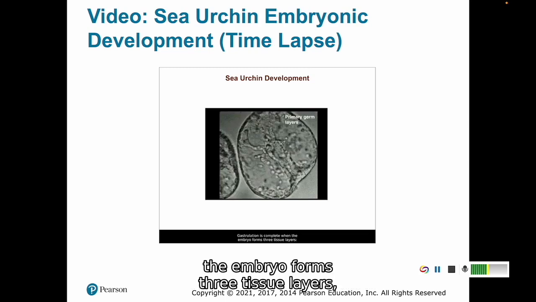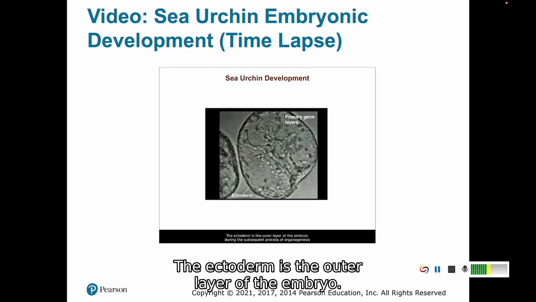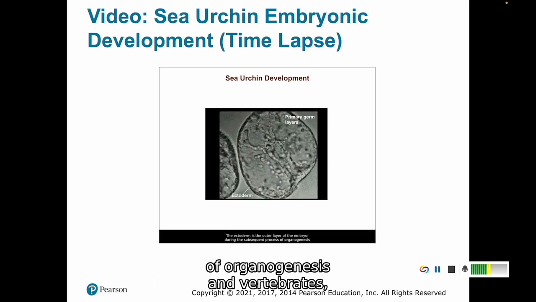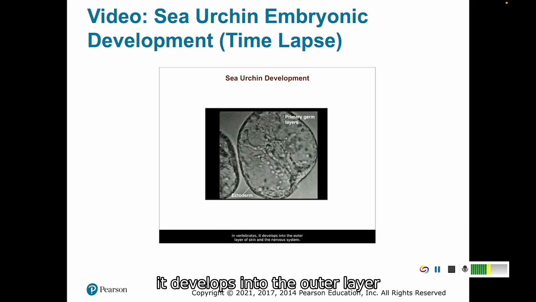Gastrulation is complete when the embryo forms three tissue layers: ectoderm, endoderm, and mesoderm. The ectoderm is the outer layer of the embryo. During the subsequent process of organogenesis in vertebrates, it develops into the outer layer of skin and the nervous system.